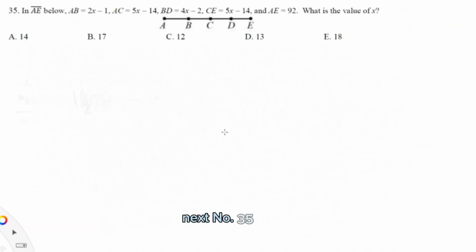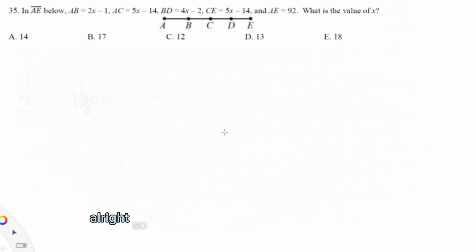Next, number 35. In line AE below, AB equals 2x minus 1, AC is 5x minus 14, BD is 4x minus 2, CE is 5x minus 14, and AE equals 92. What is the value of x?